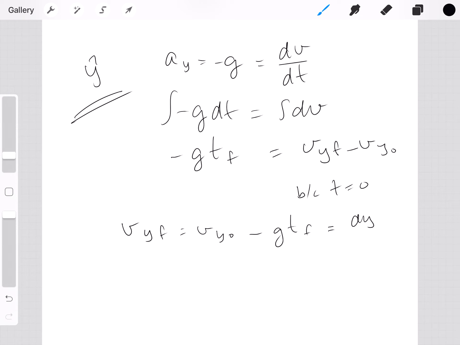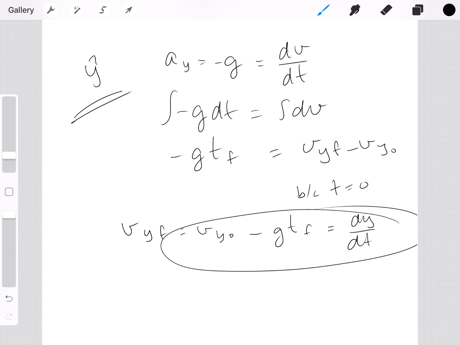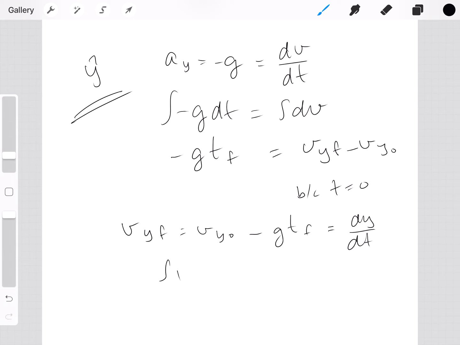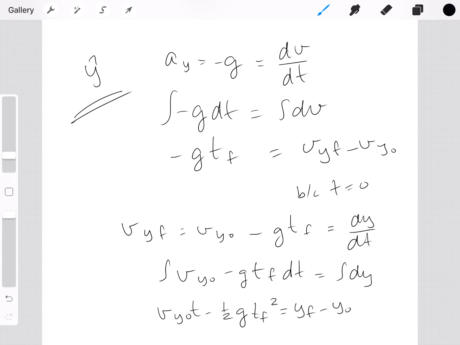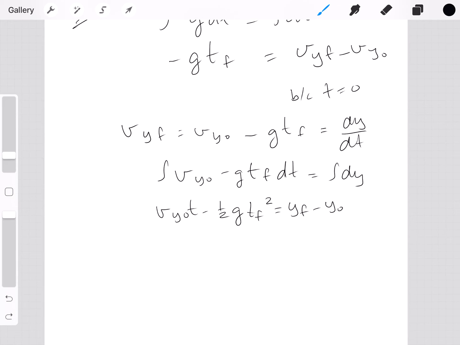And v_y of f equals dy/dt. And we'll integrate this side again. And once we separate it, we'll get v_y naught minus g t_f dt equals the integral of dy. And integrating that, we'll get v_y naught t minus 1/2 g t_f squared equals y of f minus y naught. And once again, you may be kind of familiar with this, but you're probably more familiar with the simplified term where y of f is solved for. So that is y of f equals y naught plus v_y naught t minus 1/2 g t_f squared. So that is probably what you're most familiar with.